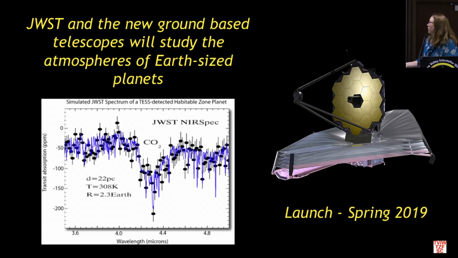And then JWST, of course, being in space, will do a very nice job of getting some of these too. But it's not going to be able to really do an Earth mass planet in the habitable zone of a sun-like star. It's going to also have to focus on the M dwarfs. And in case you haven't heard, the launch date got put back just a little bit. Now all the astronomers are like, this is getting real, because this thing's about to launch.